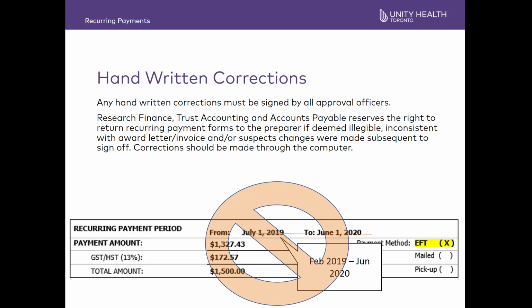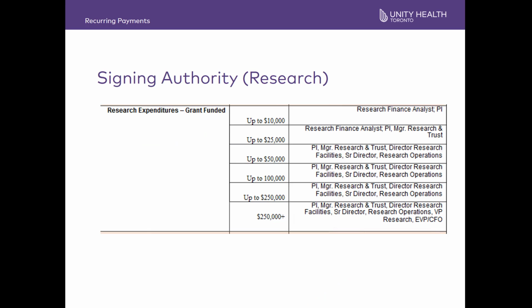Handwritten corrections. Any handwritten corrections must be signed by all approval officers. Research Finance, Trust Accounting, and Accounts Payable reserves the right to return recurring payment forms to the preparer if deemed illegible, inconsistent with the award letter or invoice, and/or suspects changes were made subsequent to sign-off. Corrections should be made through the computer.